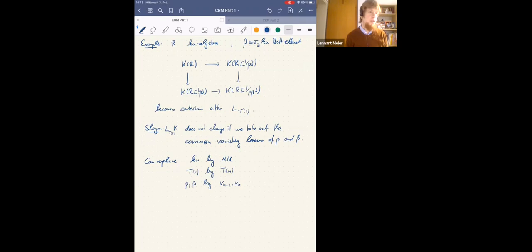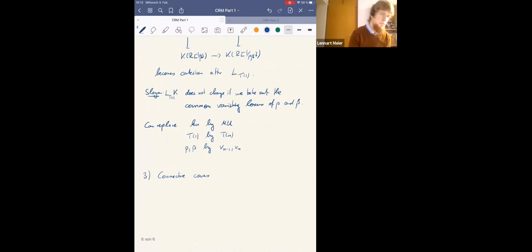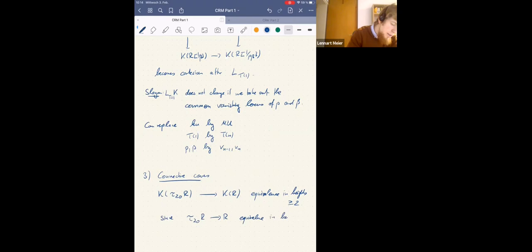Okay. Then I want to quickly mention the third application, namely to connective covers. The result is that if you take the connective cover of a ring, it actually has the same K theory. Not stating this in general, that would be just wrong, but it is an equivalence in heights bigger or equal to 2, since one can show, and this is a classical result, that this is an equivalence in heights bigger or equal to 1.